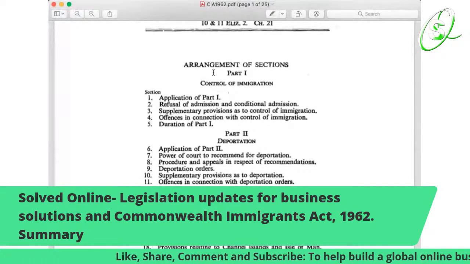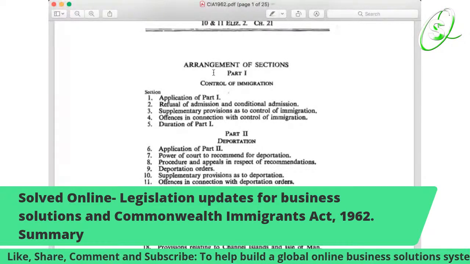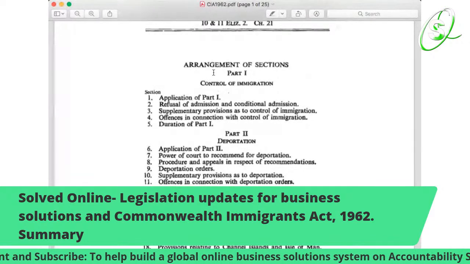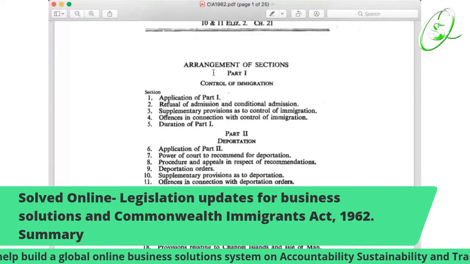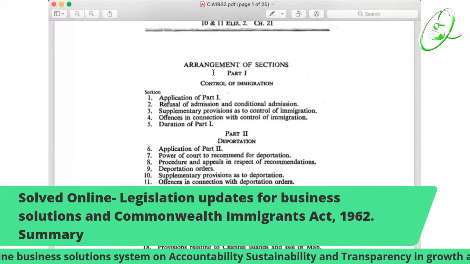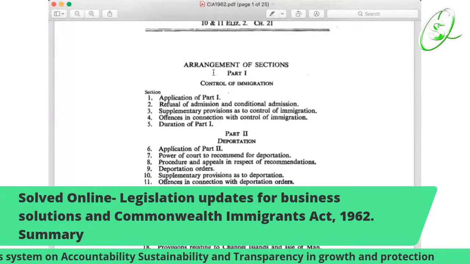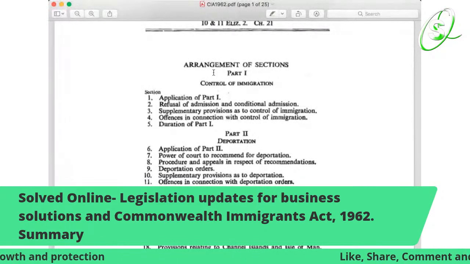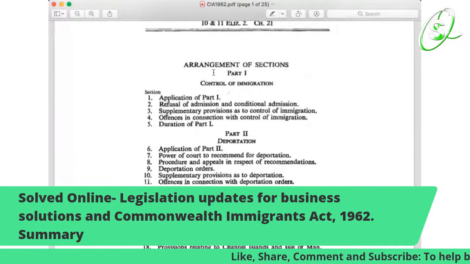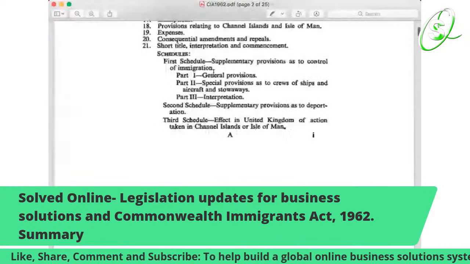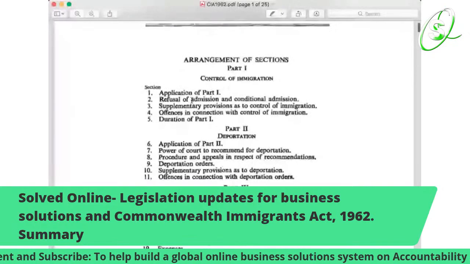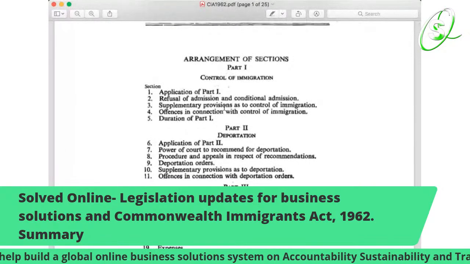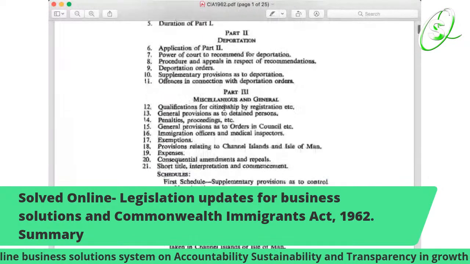So it goes: refusal of admission and conditional admission; supplementary provision as to control of immigration; 4, offences in connection with control of immigration; 5, direction of part 1. And it shows you part 2, deportation, part 3, miscellaneous, and the general. So this is what it really goes by. So we're going to go into the first part, because this is the most important, because we're talking about control of immigration here. So let's get into it.